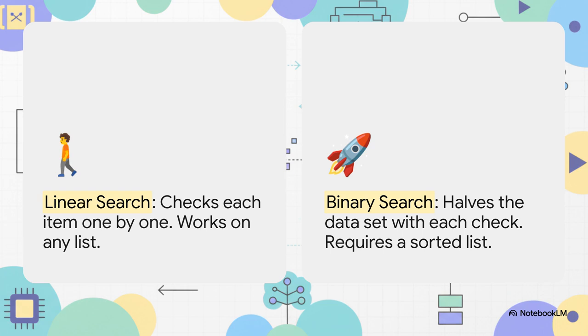Then you've got the binary search. This one is clever. It's super fast because it keeps splitting the list in half. It jumps to the middle and asks, is the thing I'm looking for bigger or smaller? And bam, it throws away half the list. But, and this is a huge but, it only works if the list is already sorted.